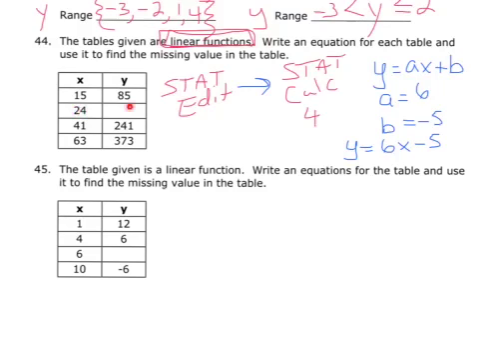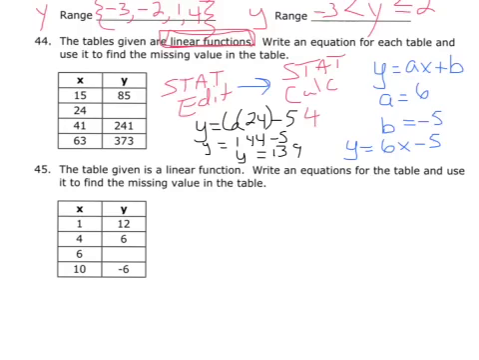Just to keep it easy, we're going to do y equals 6 times the value of x, so 6 times 24 minus 5. Okay, so 6 times 24 is 144, so y equals 144 minus 5, and 144 minus 5 is 139.